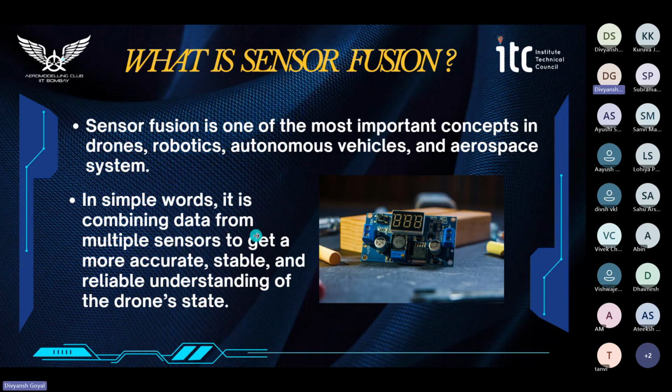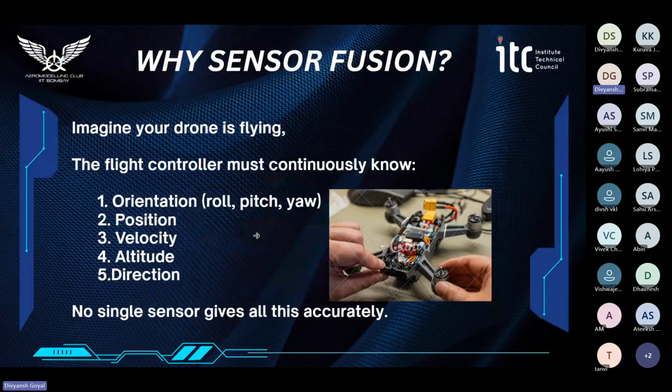So why should we use sensor fusion? Because we get some reading from a single sensor, but it is not enough alone to determine the position of the drone. We need to continuously know all these five states. First is the orientation, which includes roll, pitch, yaw. Another is the position of the drone, and we should know the velocity of the drone, what its speed is, the altitude where our drone is, and the direction in which it is heading. For this, sensor fusion is necessary.